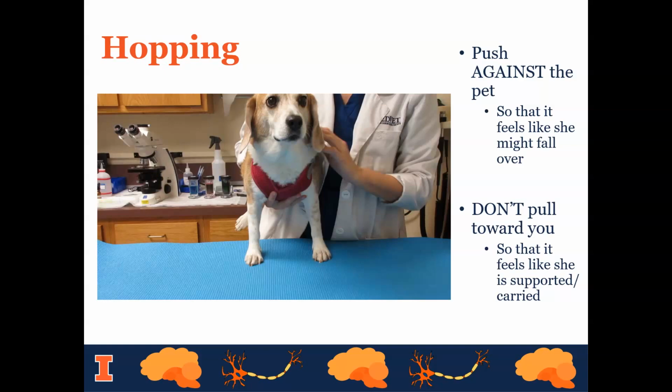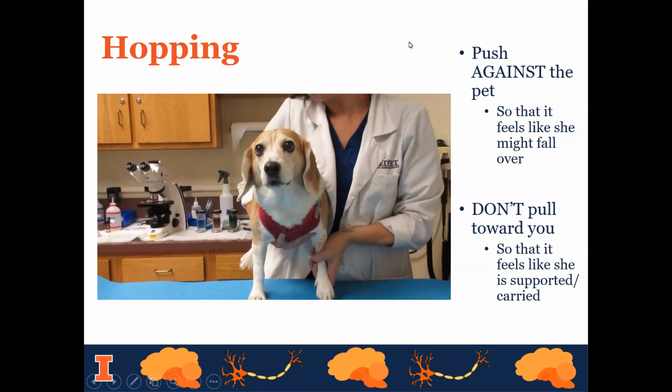If you do this test incorrectly, where you're pulling the pet towards you, unconsciously, I think they can have a false sense of security where they feel like they're being carried instead of being thrown off balance. Then they don't usually try very hard. So even a normal pet might not have good hopping if you're doing the test wrong. So I just want to show in Daisy how to do it the right way and how it looks doing the wrong way, so that you know even in a normal pet, you might get the wrong response if we're not doing things right. So it's important to know how to do the test correctly to be able to get good results.